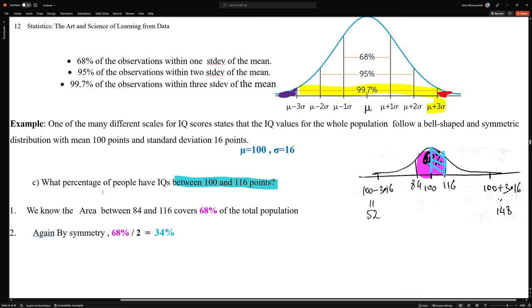Then the last question is, what percentage of people have IQ between 100 and 116? So we want this area, right? Between 100 and 116, this. We know that the area between 84, which is here, and 116 covers 68% of the population, right? Of observations. Why? Because of this.